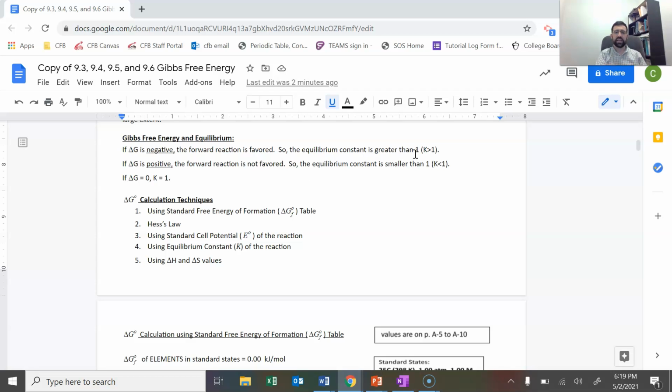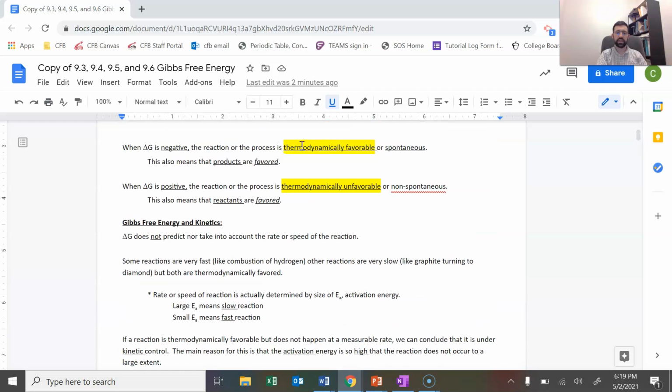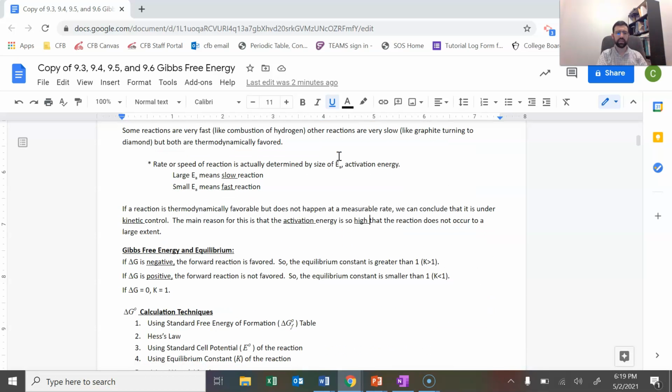And that is that if K is greater than 1, the reaction proceeds to products. But if K is less than 1, the reaction favors the reactants. And I hope that you can remember that. That's really an important thing. If delta G is negative, so remember that delta G is negative from up here, that means a thermodynamically favorable process. Keep that straight.